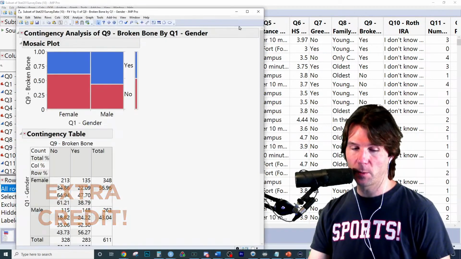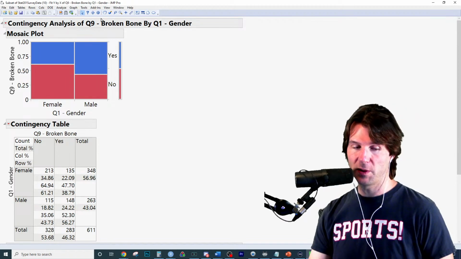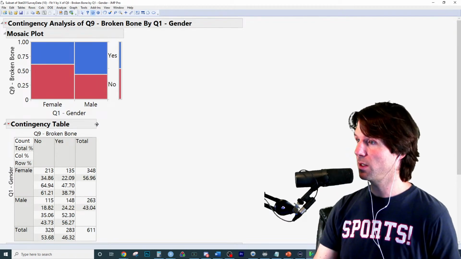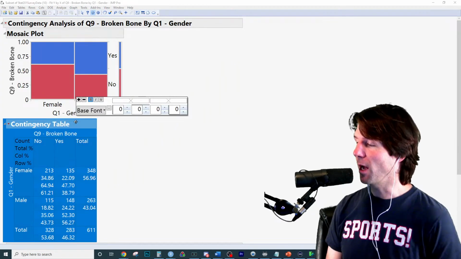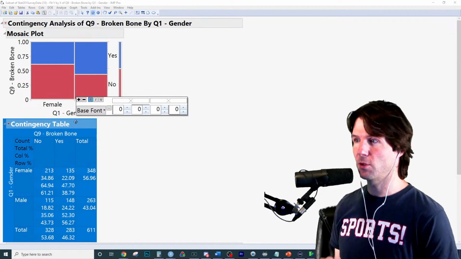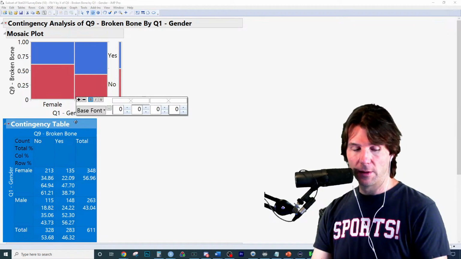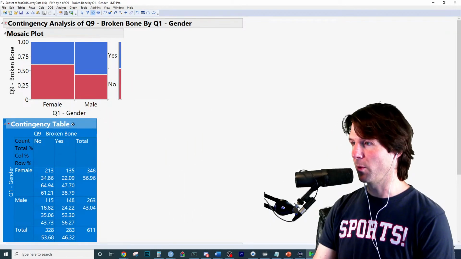So now we go right here, and what do we see? We see a mosaic plot and a contingency table. Now, what I like to do is click this little crosshair right here, the selection tool. Click the contingency table one time. Now that it's highlighted, click it another time. Don't click it and then drag. Click it one time to highlight it, let go. Then click it another time and drag and drop.